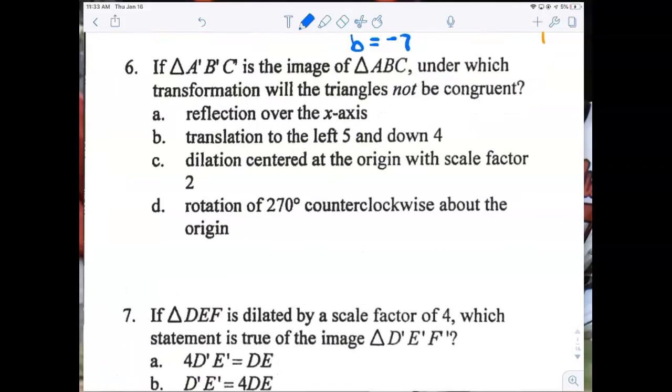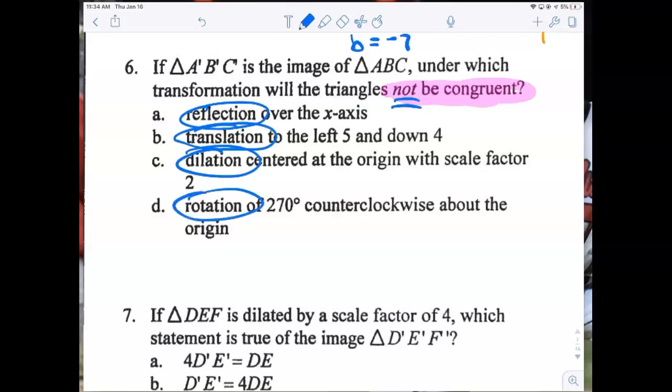Number 6, which is the only transformation where the triangles will not be congruent? Popular question. A reflection, a translation, a dilation, or a rotation. Congruent means rigid, means angles and distance are preserved, which is the only one that angles and distance aren't preserved, obviously a dilation.